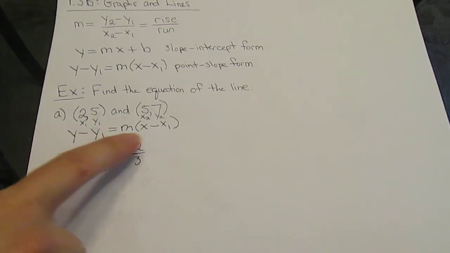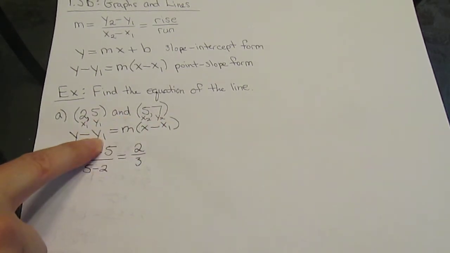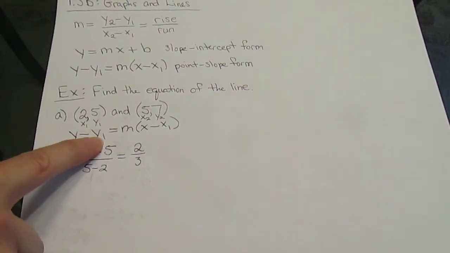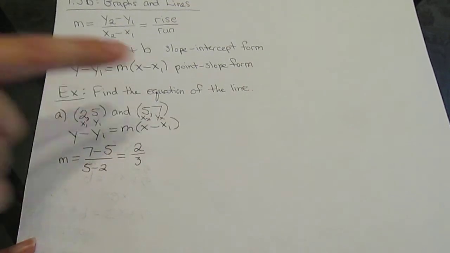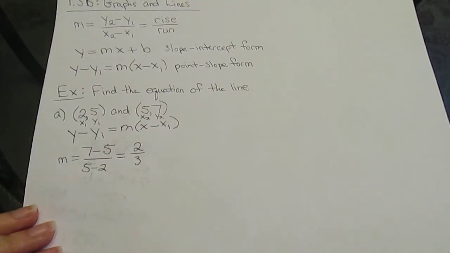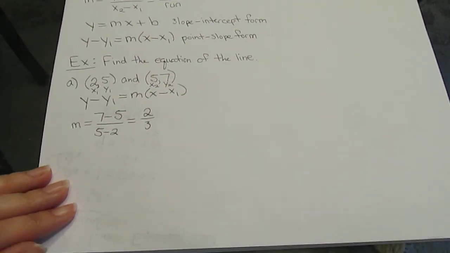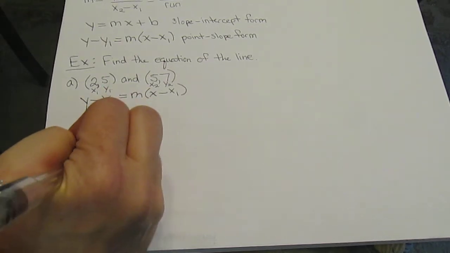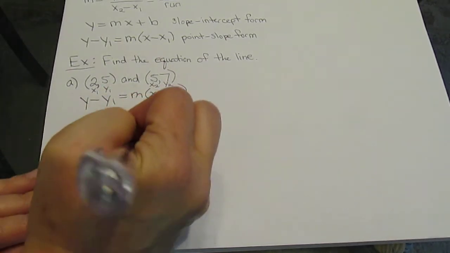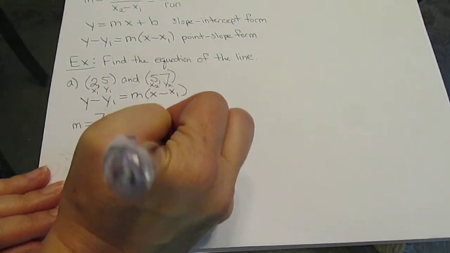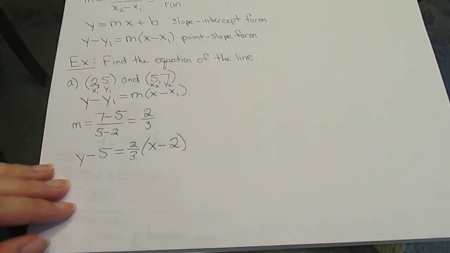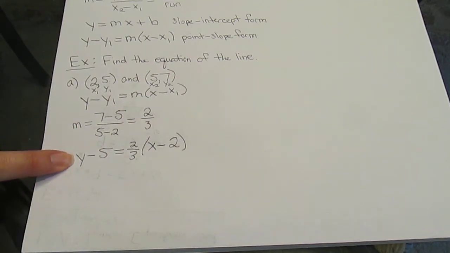And then we can plug any point, x1, y1, in for this point right here. I'm going to go ahead and just use the first point, but you can use the second point. It'll still give you the same answer. Okay, so we've got y minus 5 equals 2/3 times x minus 2. Okay, and that is the equation of the line right there. It's in point slope form.